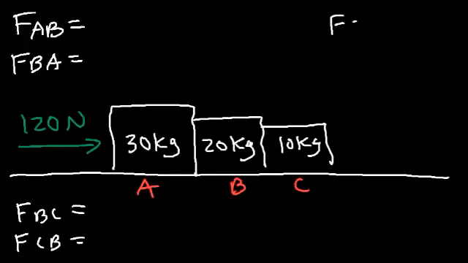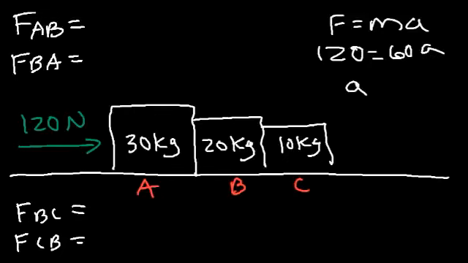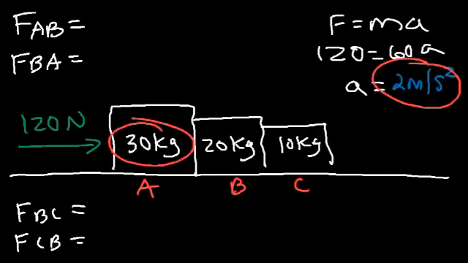So F equals ma. The total mass of the system is 60. So 120 divided by 60 gives us a net acceleration of 2 meters per second squared. Now our next step is to find the net force on each block using m times a. So 30 times 2 is 60.